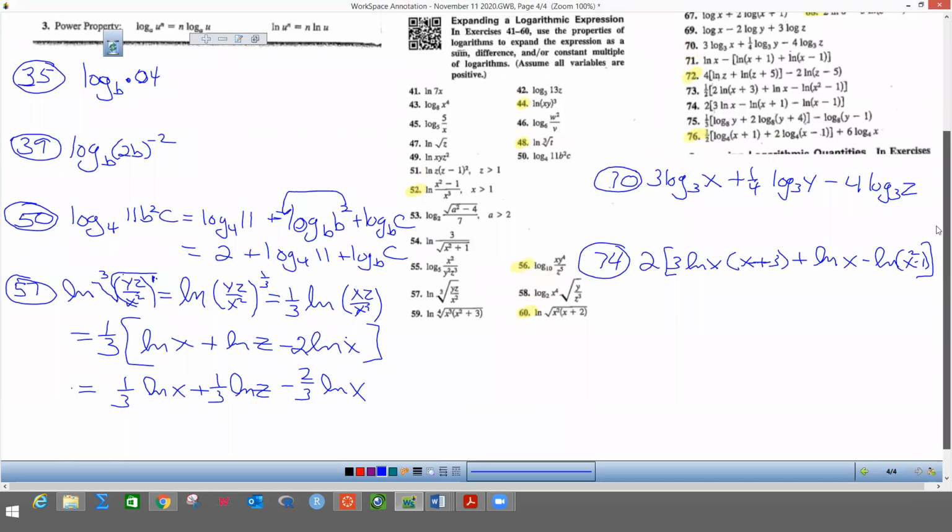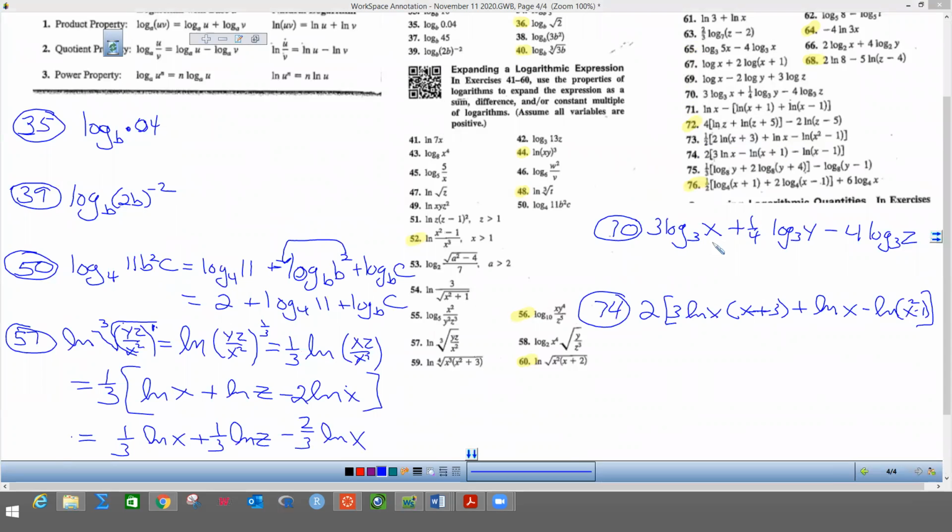So these are doing the opposite of these. We're condensing these. So first thing you do with problems like this is you move the powers, the numbers in front, to power. So we're going from this side back to that side. So this is going to be log base 3 of x cubed plus log base 3 of y to the 1/4, and then minus log base 3 of z to the 4th.